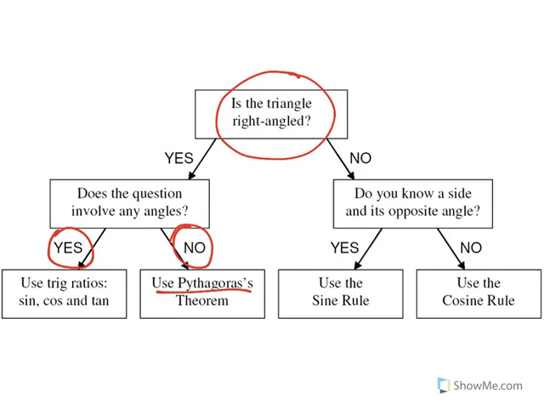This tutorial is concerned with non-right-angled triangles. We can either use the sine rule or the cosine rule. We use the cosine rule if we don't know a side and its opposite angle. If we do know a side and its opposite angle, then the sine rule is the one that we'll use. I'm going to look at some examples first, and then I'm going to leave you 4 questions to do for homework.